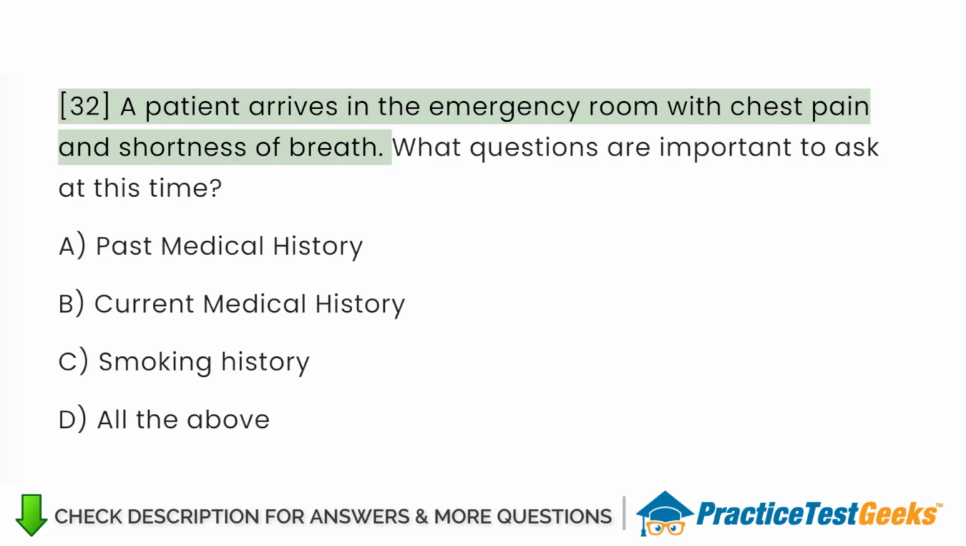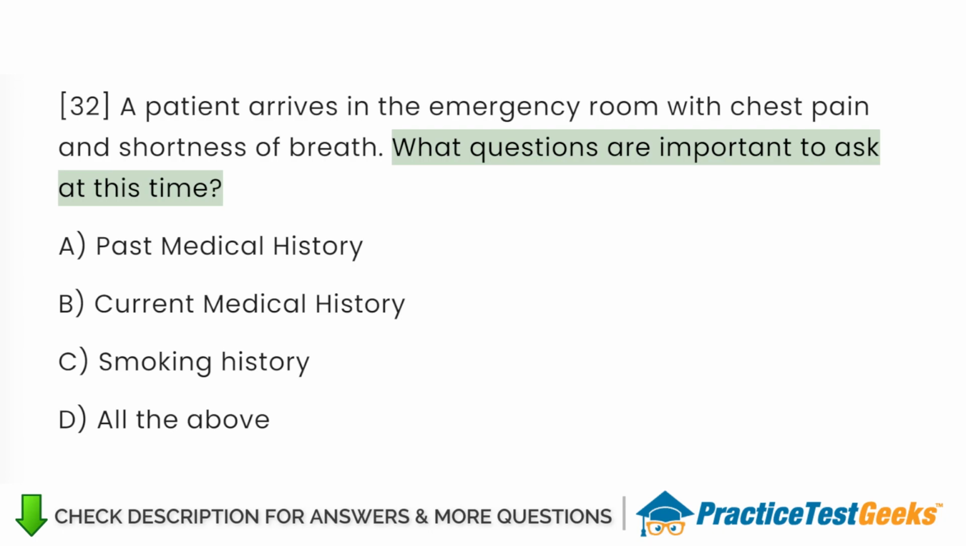A patient arrives in the emergency room with chest pain and shortness of breath. What questions are important to ask at this time? A. Past medical history. B. Current medical history. C. Smoking history. D. All the above.